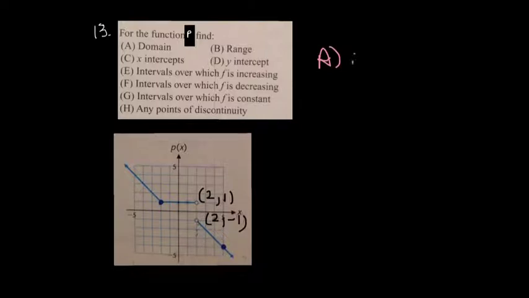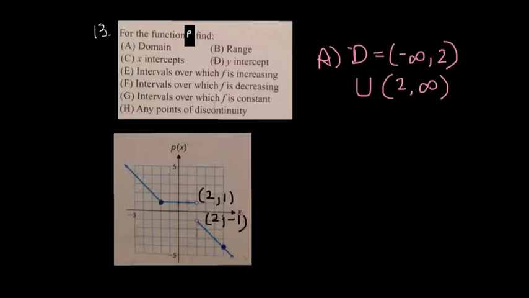So my domain goes from negative infinity to 2. I'm not going to include the 2. And then I'm going to pick that back up, or unite that, or union that, with everything from this point to positive infinity, because those points all are points on the function as well. So I'm going to union that with everything from positive 2 to positive infinity.